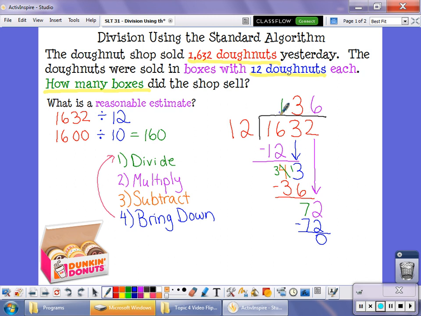Now the question said, how many boxes of donuts did the donut shop sell? So my answer is the donut shop sold 136 boxes of donuts.